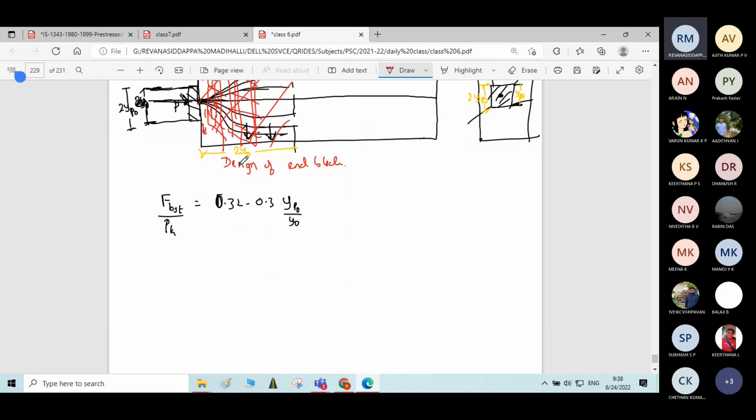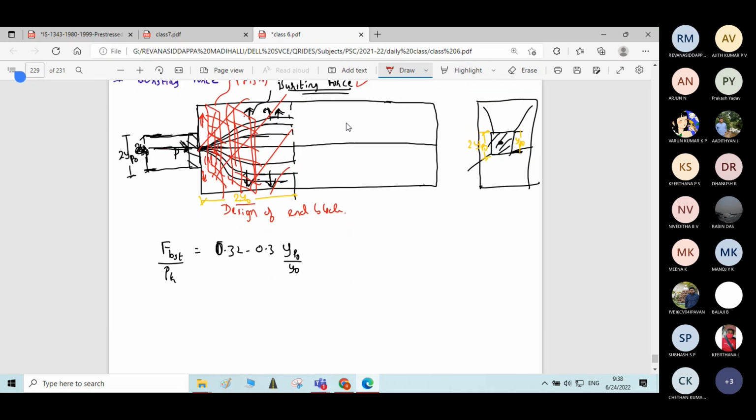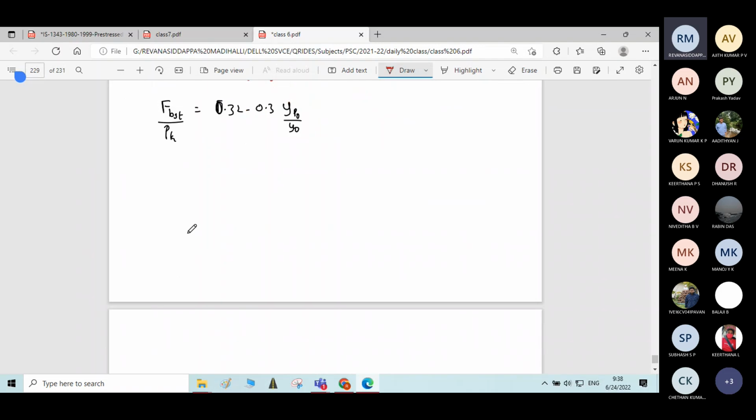The size of the prism is represented by 2y0 by 2y0. The calculation of this y0 is done in two ways. Let us see how the size of the prism is decided.